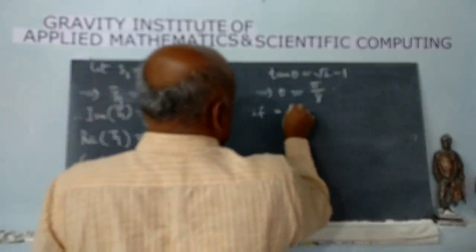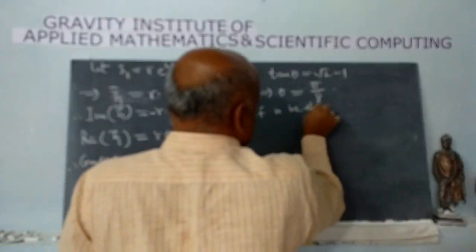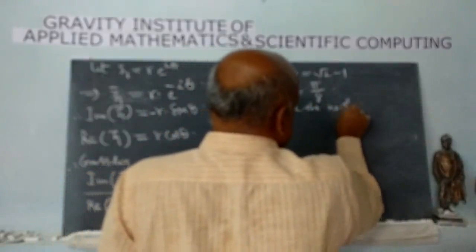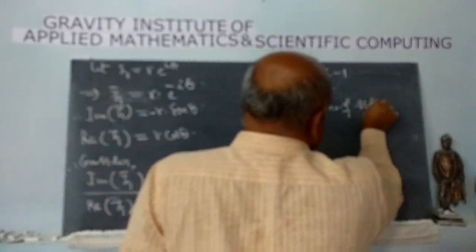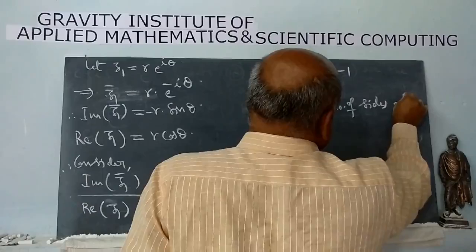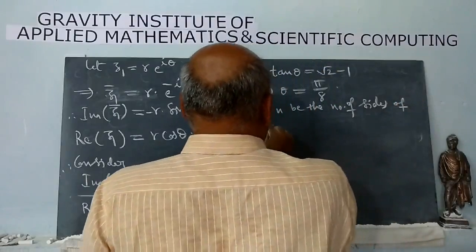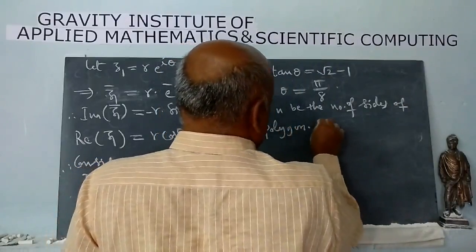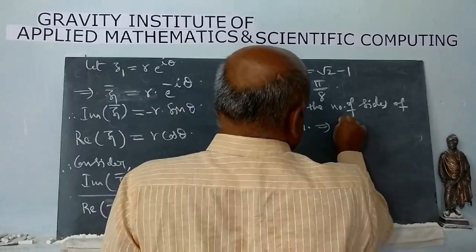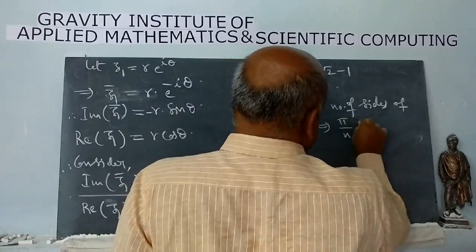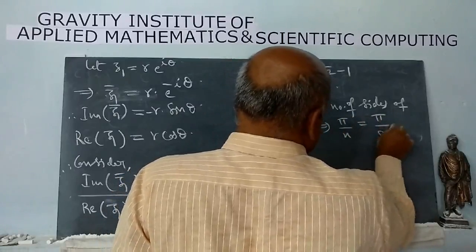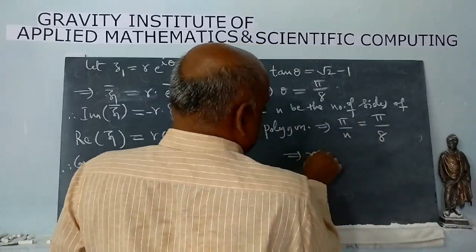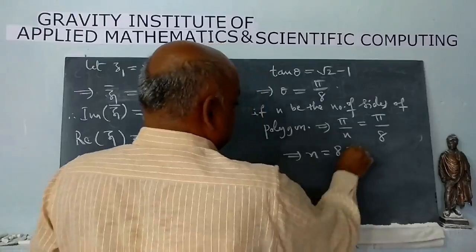If n be the number of sides of polygon, then pi by n is equal to pi by 8. This implies n is equal to 8.